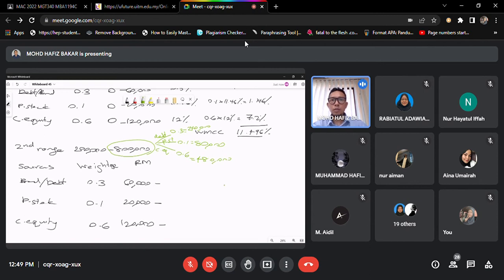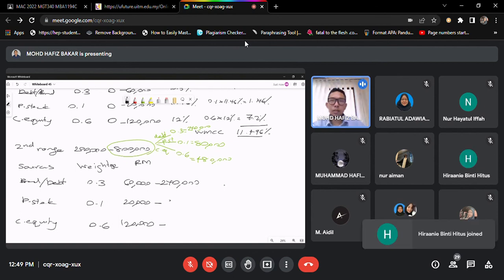The amount that you get, you put into the financial limit. Okay, 60,000 to 240,000 because this is the second range, and then 20,000 to 80,000, 120,000 to 480,000. Next, you need to identify the cost.